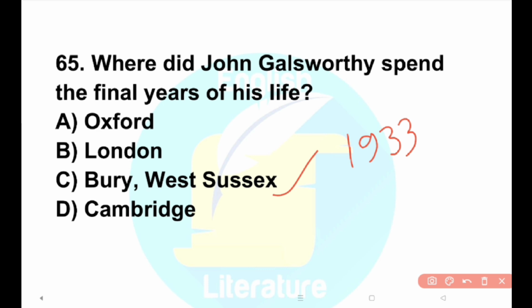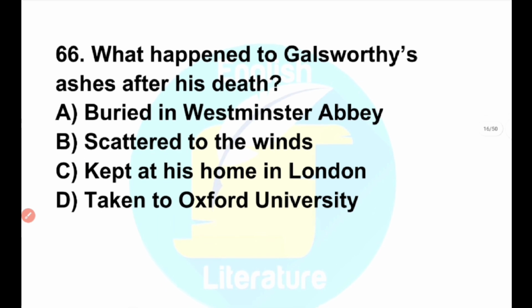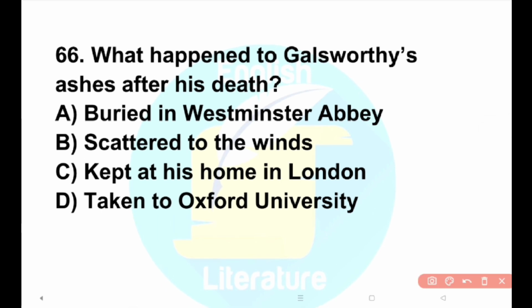Next, what happened to Galsworthy's assets after his death? Option B, scattered to the winds. After his death in 1933, Galsworthy's assets were scattered over the South Downs in Sussex, as per his wishes.